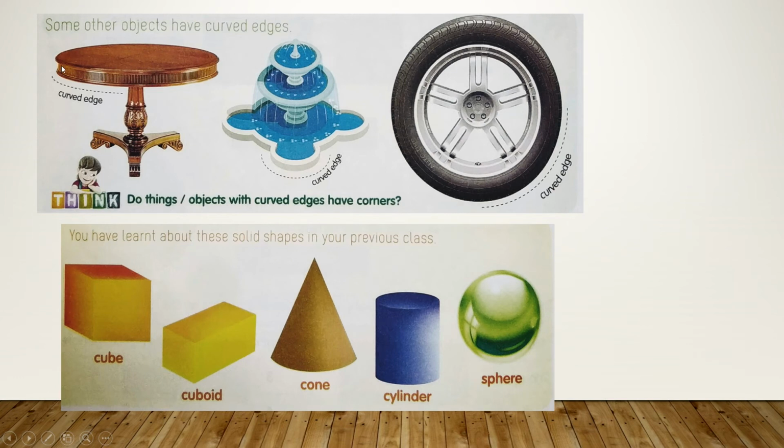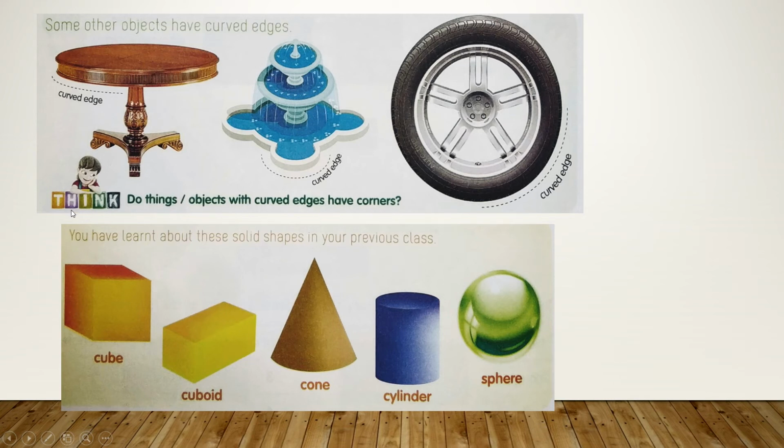If you look at this object, here we can see the curved edge. This is the curved edge. So we now know there are some objects which have straight edges, and those objects will have corners. Now there are some objects which have curved edges. Here is the fountain, these edges are curved, and here is a curved edge. This tire also has a curved edge. So looking at these objects, we can say the object with curved edges doesn't have any corner.